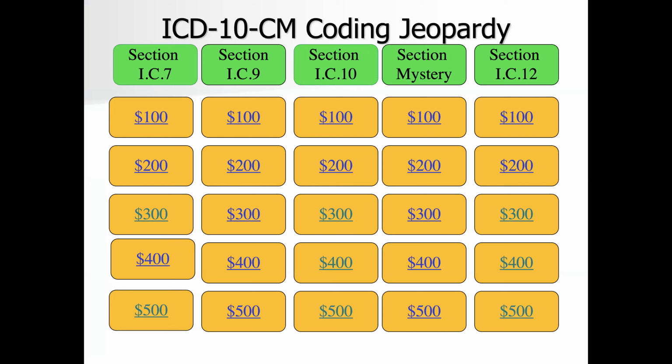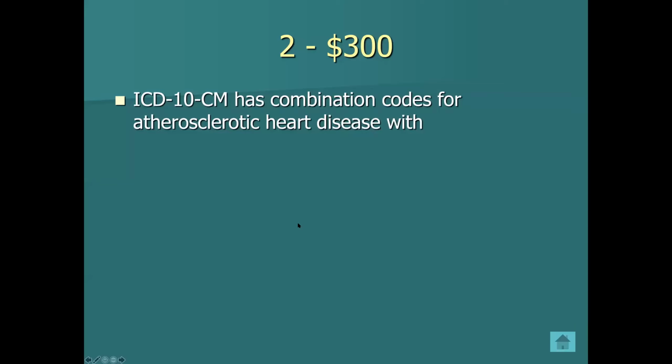Sheila, you are up next. I'm going to do section 9 for 300. Section 9 for 300. ICD-10 has combination codes for arteriosclerotic heart disease with... What is hypertension heart disease? Somebody want to steal? I'll steal. All right, Markeisha. What is angina pectoris? That is correct, Markeisha.